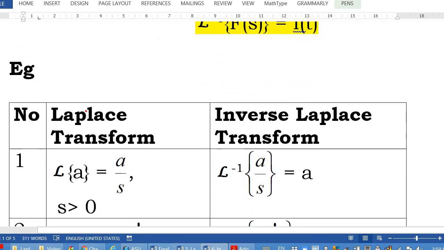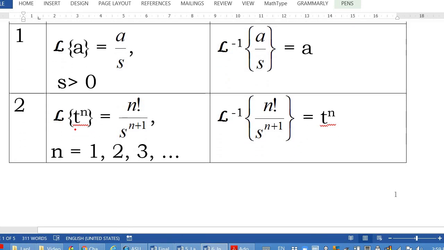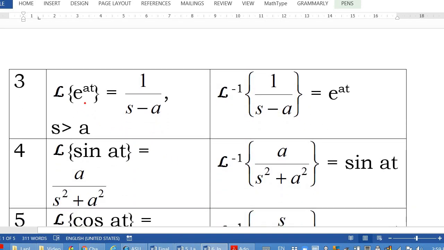For example, recall back our seven Laplace transform formulas. We have the Laplace transform of a is equal to a over s, where s must be greater than 0. Hence, the inverse Laplace of a over s, you will get back a. The second formula, the Laplace transform of t power n is equal to n factorial over s to the power of n plus 1, for positive integer n. Hence, the inverse Laplace of n factorial over s to the power n plus 1, you get back t power n. The third formula, the Laplace transform of exponent at is equal to 1 over s minus a. Hence, the inverse Laplace of 1 over s minus a will be equal to exponent at.